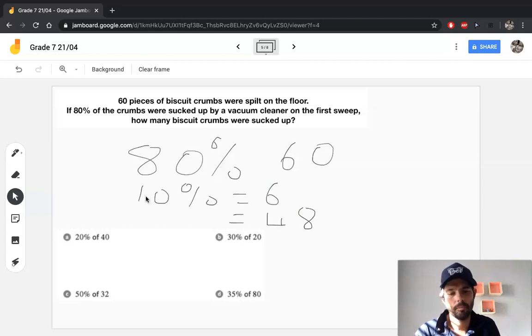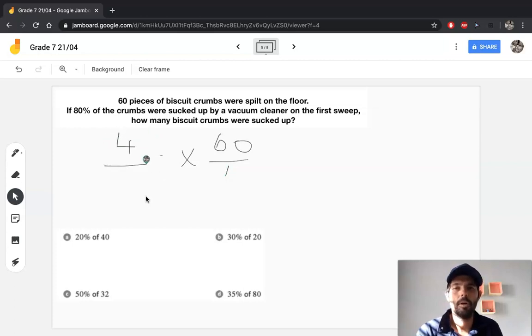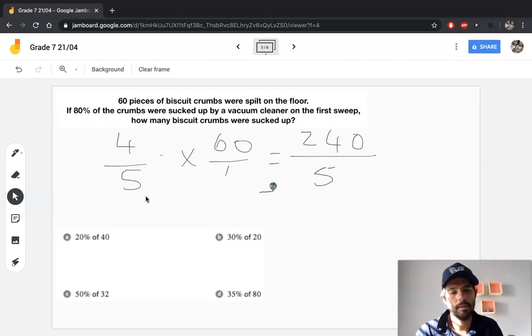Or we can say 80 over 100 multiplied by 60 over 1. And we know that 80 over 100 can be simplified to 4/5. Okay, and then 60 times 4 is 240. 5 times 1 is 5. And then 240 divided by 5 is going to give you that 48. Okay, so both ways are going to get you to the same answer.